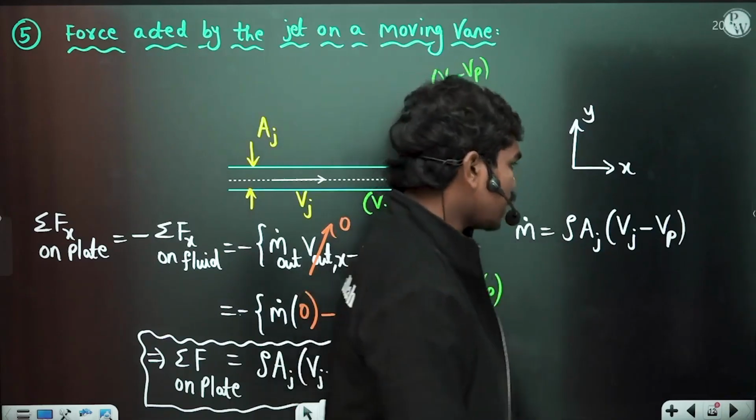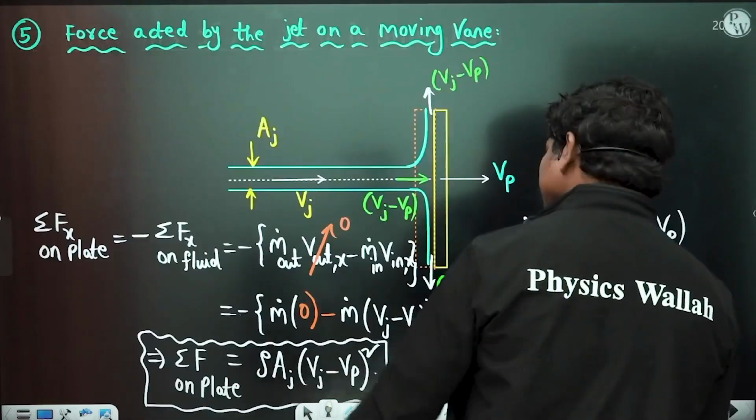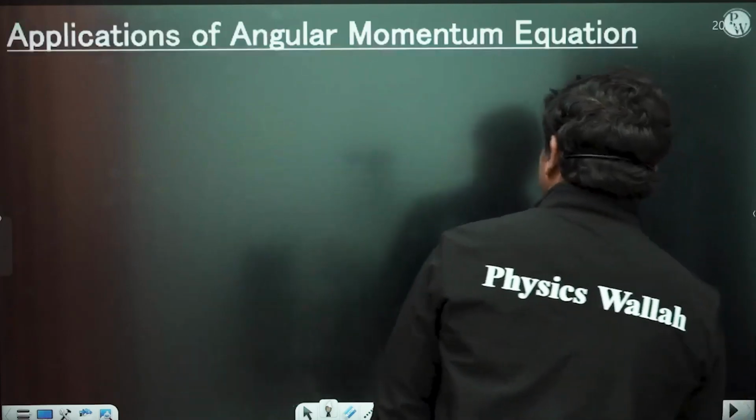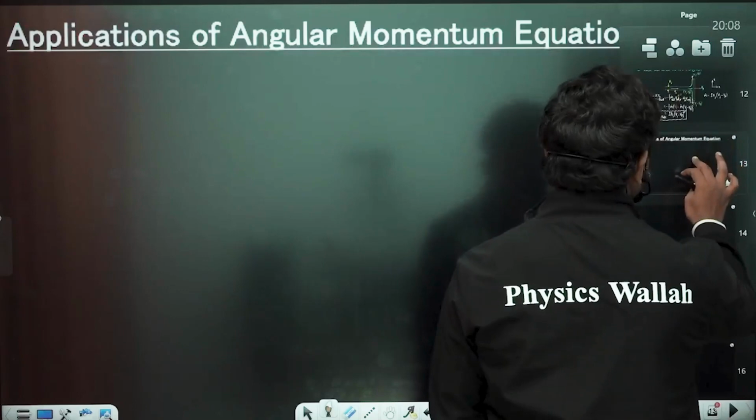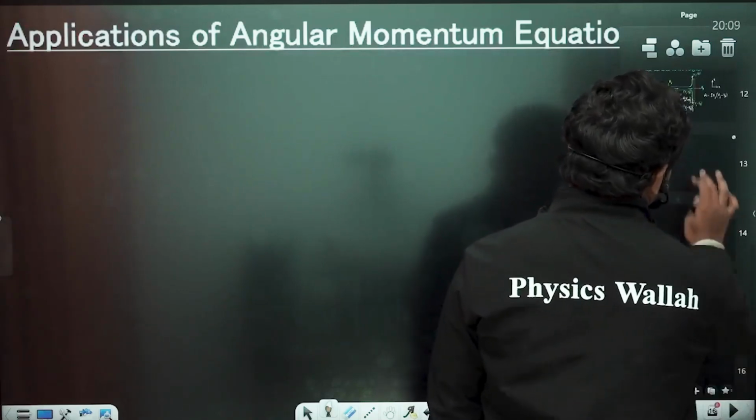Now let us try to understand one more thing in this case. Here I want the angular momentum equation, which came already. Just a minute. Let us set this aside. We have a few more things to discuss.